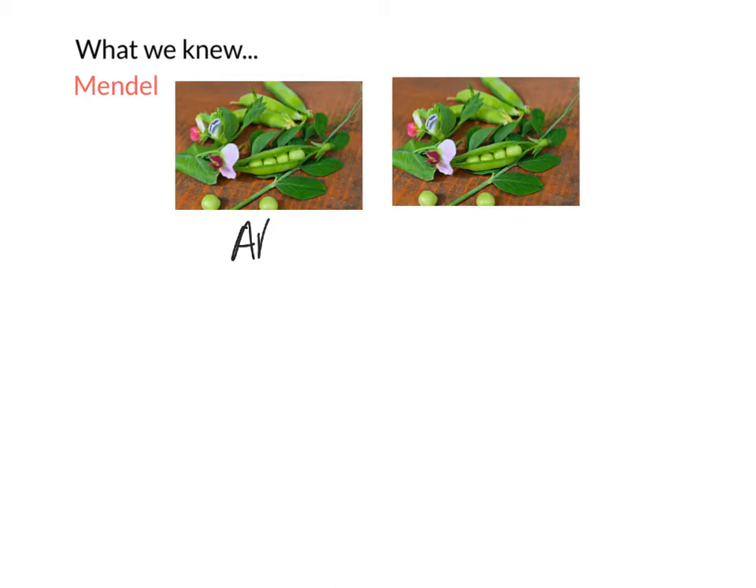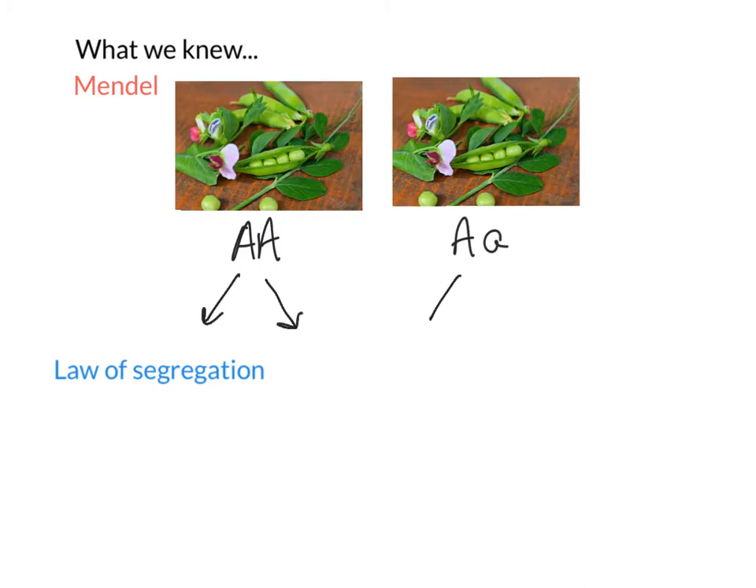gene. Now they could have the same alleles, like be homozygous dominant, or they could have different alleles and be heterozygous. He came up with the law of segregation, which basically just said that when they go to produce gametes, one of the alleles goes to one gamete and one goes to the other. And so this one will create only big A gametes, this one could create big A and little a gametes, and then those can combine to make the offspring phenotypes.